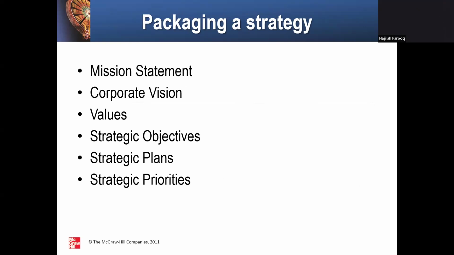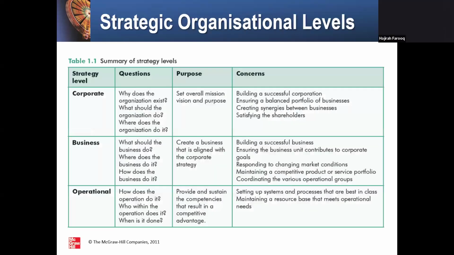We discussed that while making a strategy, we should define our mission statement, our corporate vision, the values of the organization, the strategic objectives, strategic plans, and strategic priorities. Then we moved on to the different organizational levels, corporate, business, and operational, and which kinds of questions each level answers, what the purpose of each level is, and what concerns each of these levels deals with.